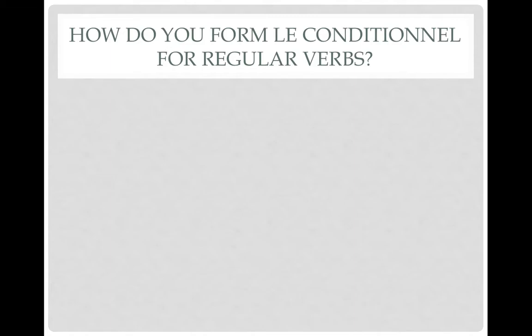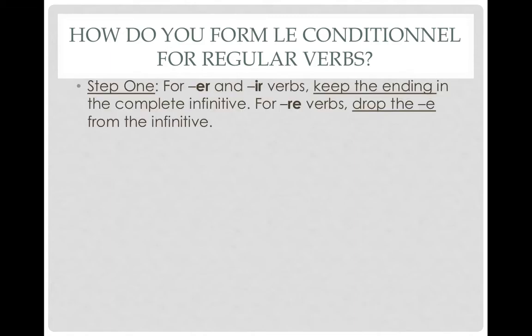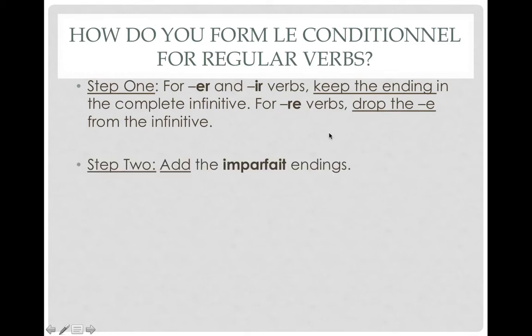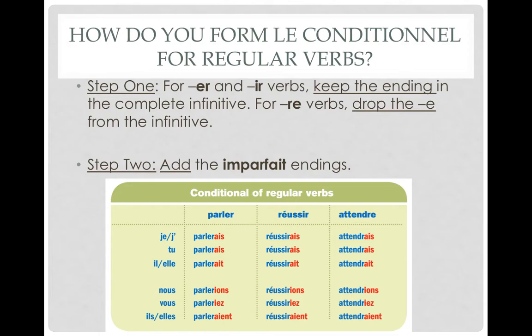So how do we form this? How do we put the conditional together? There's two steps for regular verbs. For the first step, you just keep the infinitive for regular ER and IR verbs. For RE verbs, you drop the E from the infinitive. So take the infinitive and add the imparfait endings. See, I told you we would need to know this later on. So this is how the conditional is going to look for regular verbs.